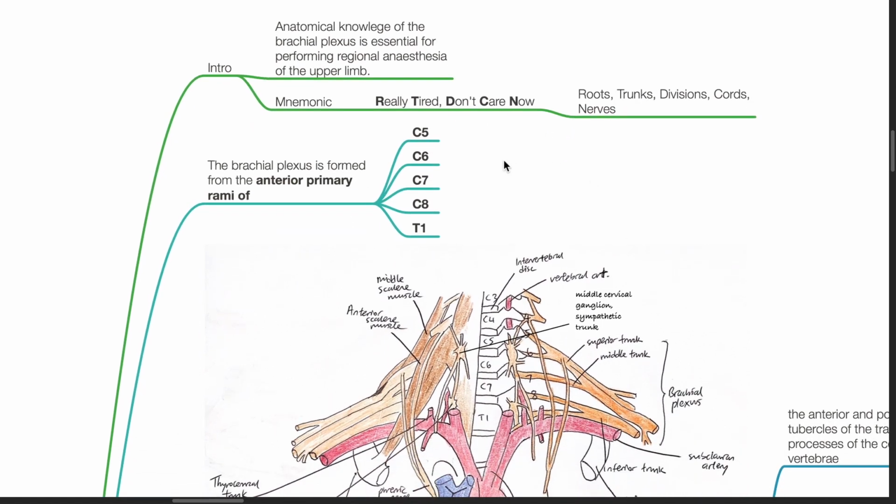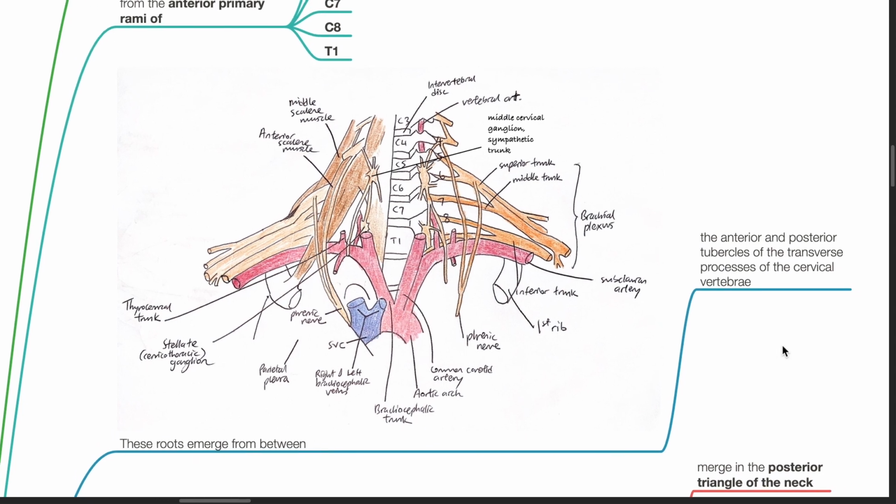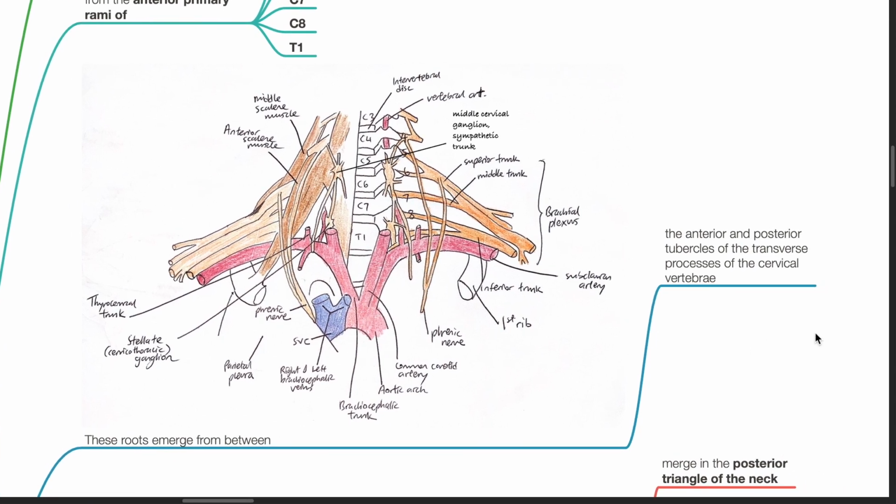The brachial plexus is formed from the anterior primary rami of C5, C6, C7, C8, and T1. These roots emerge from between the anterior and posterior tubercles of the transverse processes of the cervical vertebrae.